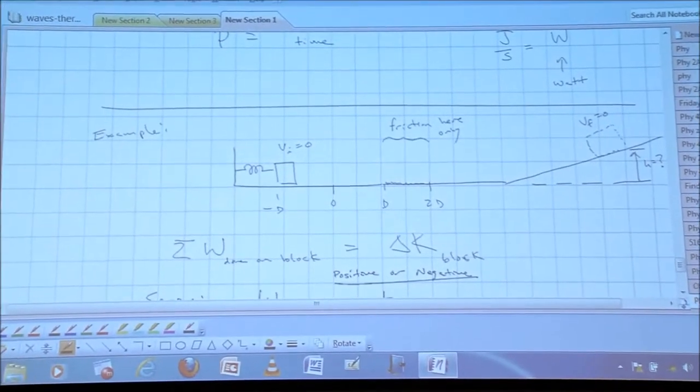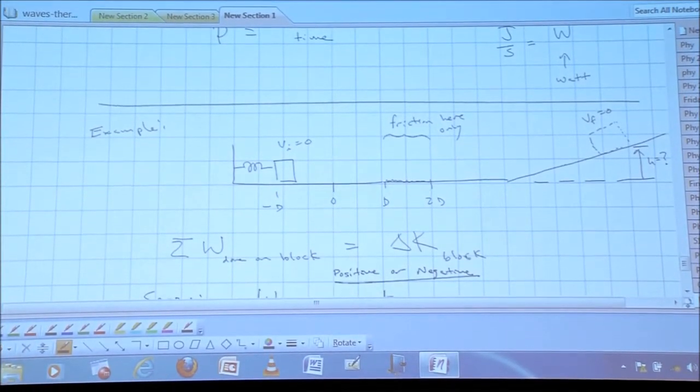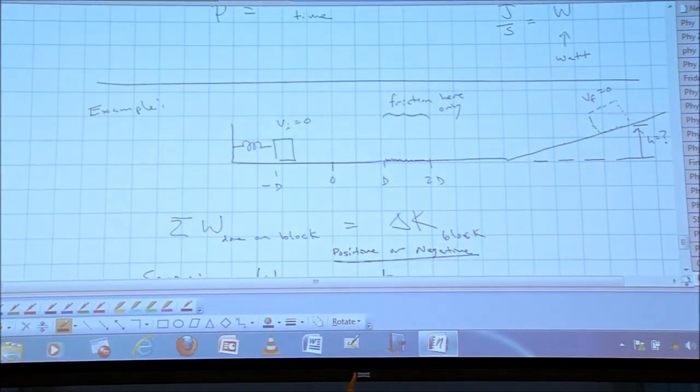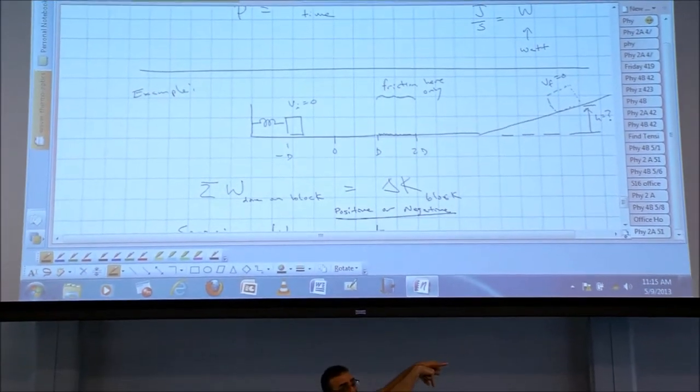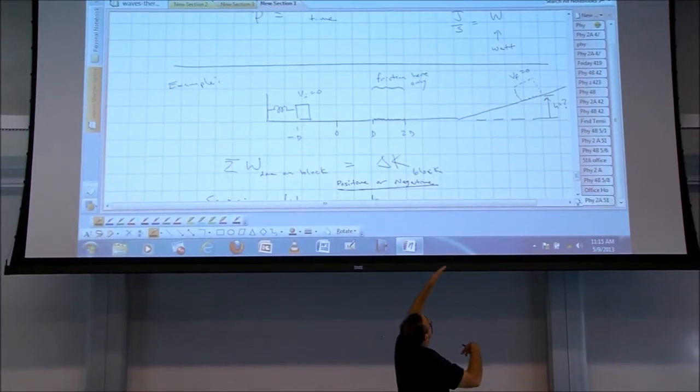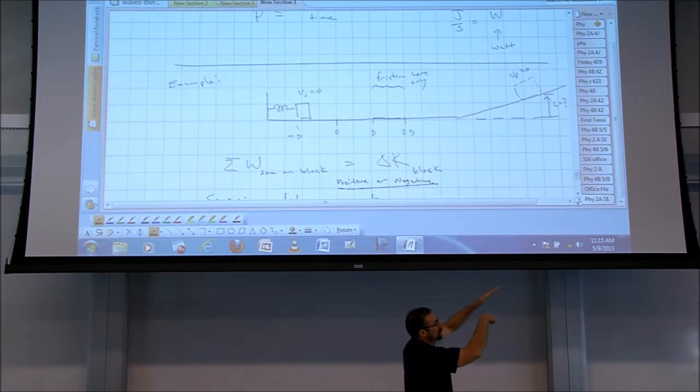What happens? It goes up. So the force of gravity is doing work on it, right? Now, up until it got to the ramp, the force of gravity and the displacement were perpendicular, so there was no work done by gravity. But now it's going up a ramp. So the force of gravity is not perpendicular to the displacement. So the force of gravity is doing work on it if it's changing in elevation.